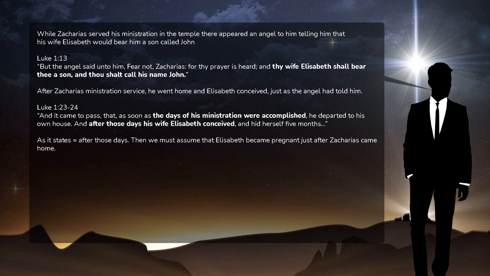After Zacharias' ministration service, he went home and Elizabeth conceived, just as the angel had told him. Luke chapter 1 verse 23 to 24. And it came to pass, that, as soon as the days of his ministration were accomplished, he departed to his own house. And after those days his wife Elizabeth conceived, and hid herself 5 months.